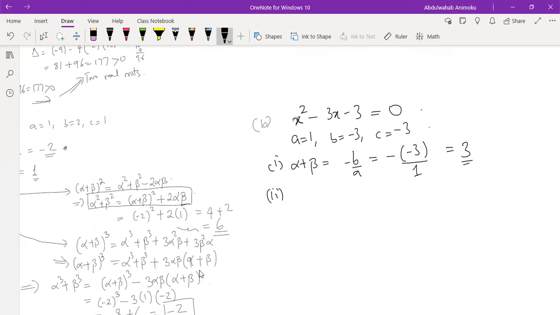What about the second one? Alpha beta, which is c over a, and what is c? C is just minus 3 over a, which is 1, and this will give us minus 3.